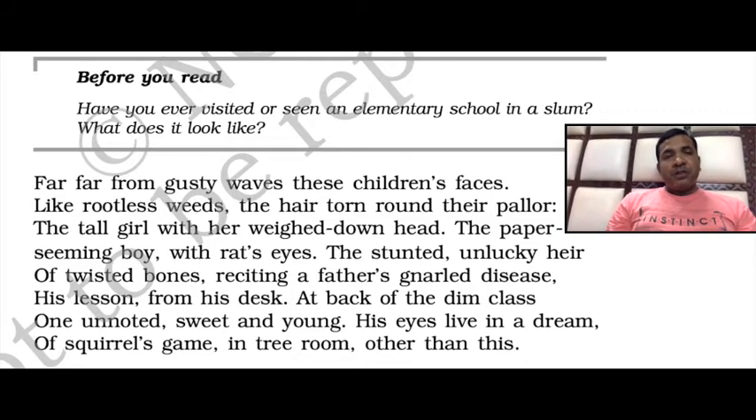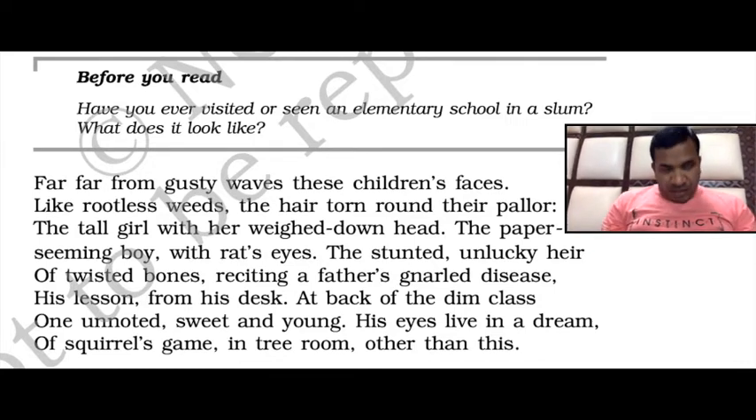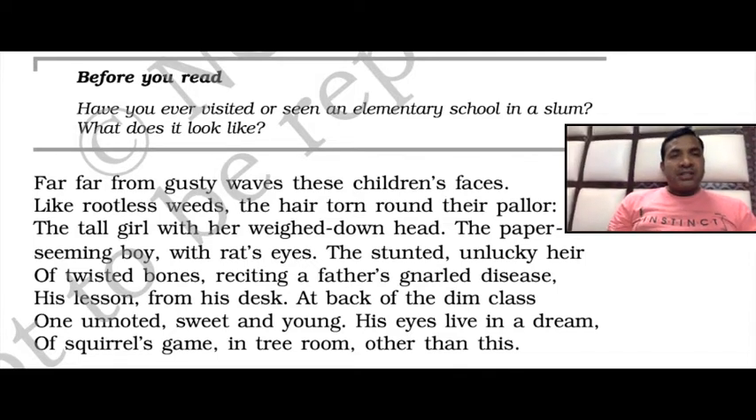So first of all, the poet has been making a description of a young girl, the tall girl with her weighed down head. So this tall girl has been sitting there in the class with her head weighed down. So this weighed down head is a representation of dejection. This has been referring to her depression.